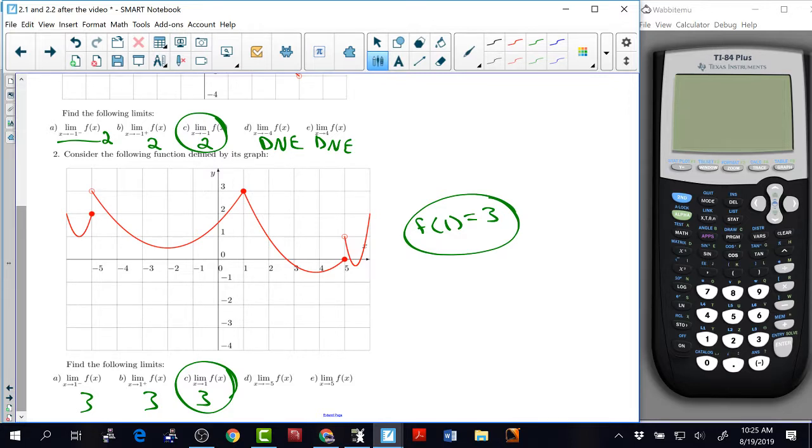Limit as x approaches negative 5, another jump discontinuity. The limit at negative 5 does not exist. Another jump discontinuity over here, does not exist. Questions on those?